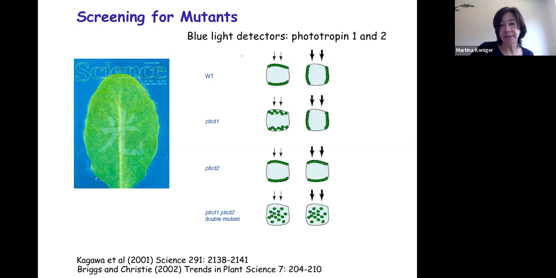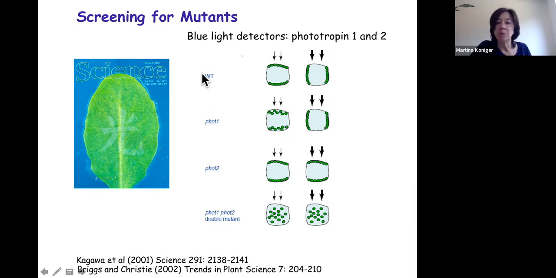And if you do that, then you can look for mutants. So a mutant is an organism that is messed up in some way. You're changing its genetic makeup, and you're doing it in hopes of finding out which molecule is responsible for what. So I'll just show you this here.